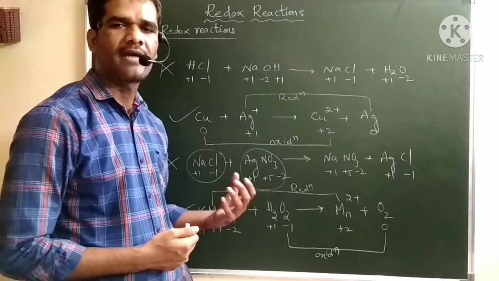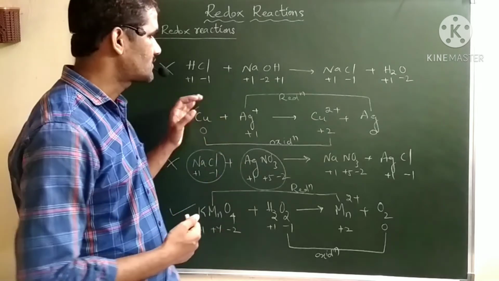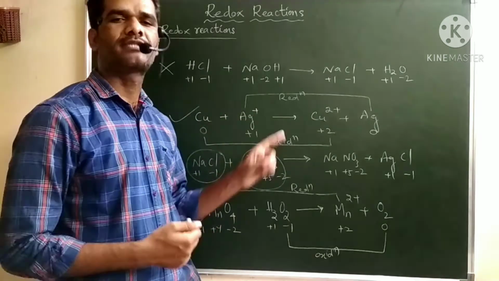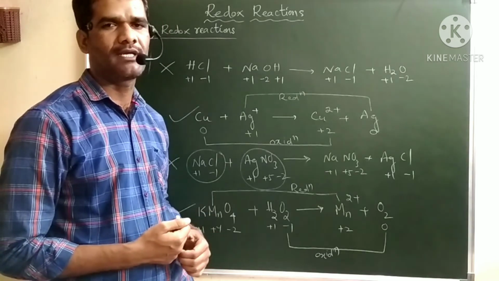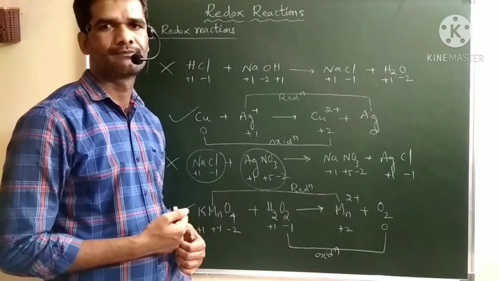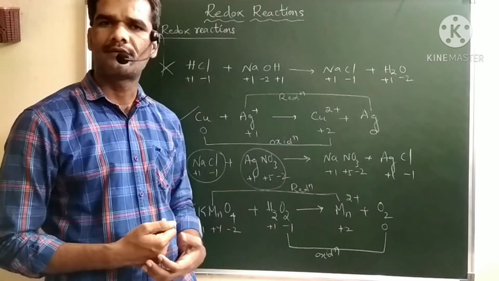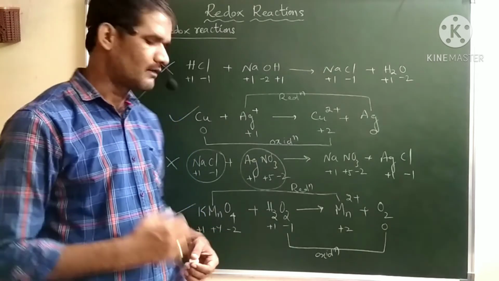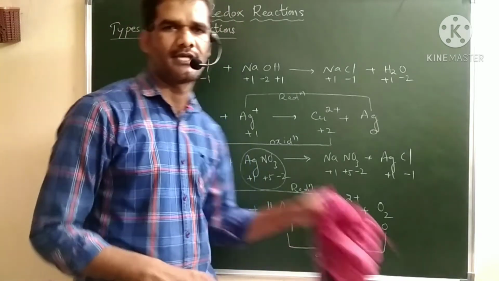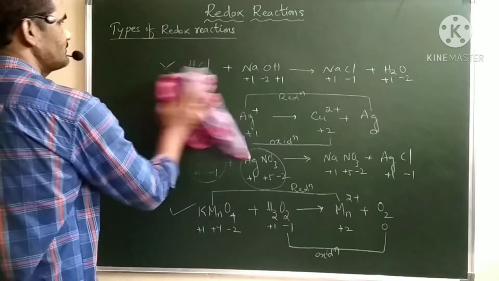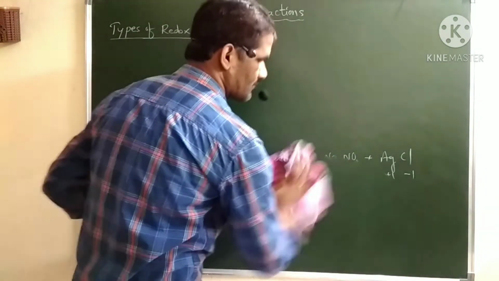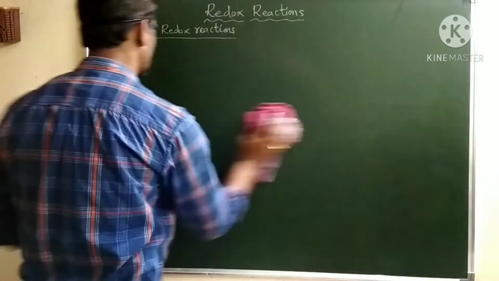So the best way to identify a redox reaction is, first, we have to write all the elements' oxidation states, then we have to check the change in oxidation state of the elements in a given molecule. Accordingly, we can identify whether the given reaction is a redox reaction or not. Now we will see the types of redox reactions. We have various types.